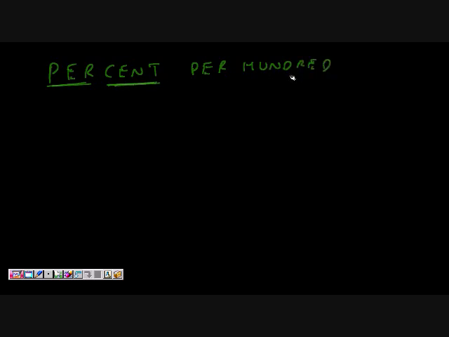Today we will be discussing the concept of percent. As you will notice, percent is a combination of two words, per and cent, which means per hundred, because cent is hundred in Latin. So in mathematics, we define percentage as expressing a number per hundred, or a fraction of 100.